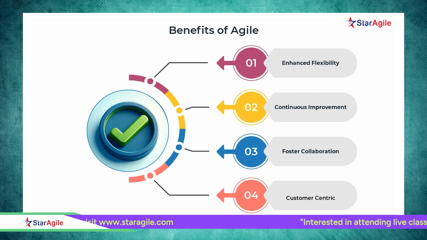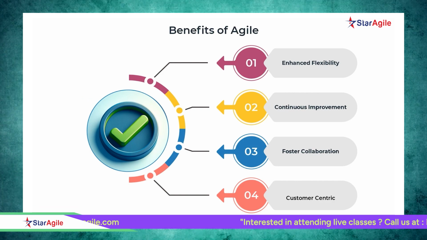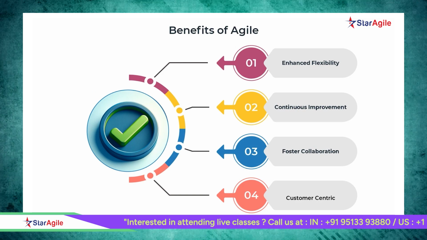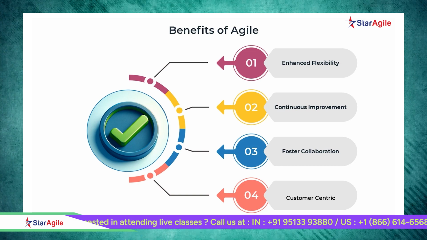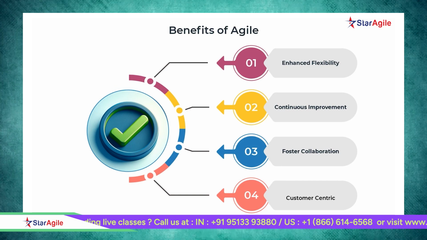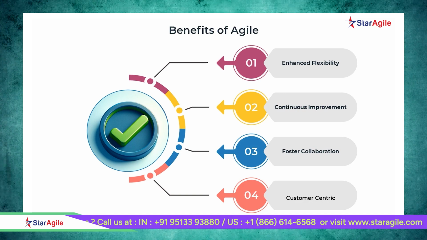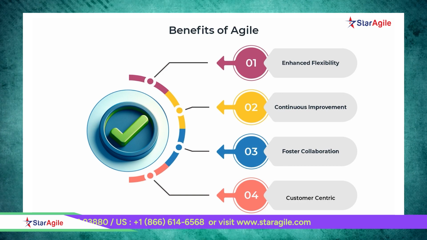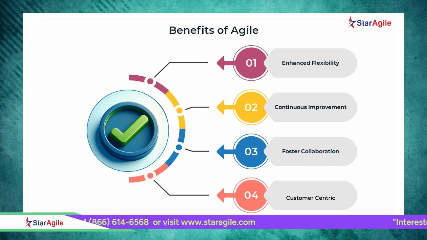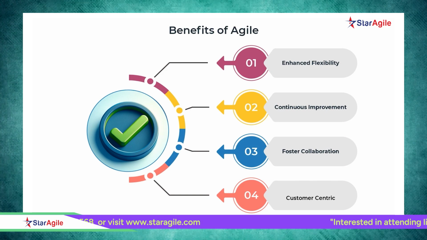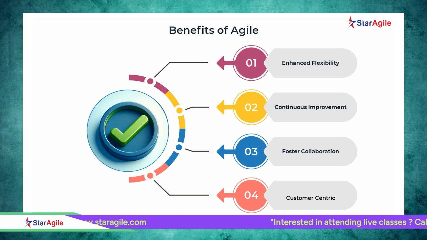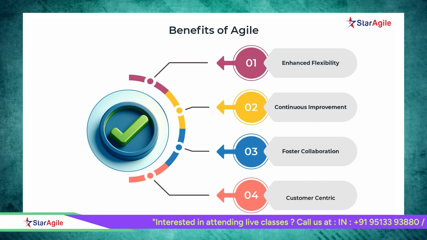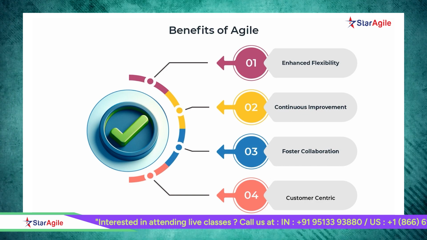By focusing on producing high quality work incrementally, agile teams can reduce the risk of defects and technical debt, resulting in a more reliable and maintainable product. Agile fosters collaboration and communication among team members, stakeholders, and customers. Practices such as daily stand-up meetings, regular reviews, and retrospectives create opportunities for transparency, alignment, and shared understanding, leading to better teamwork and decision making.